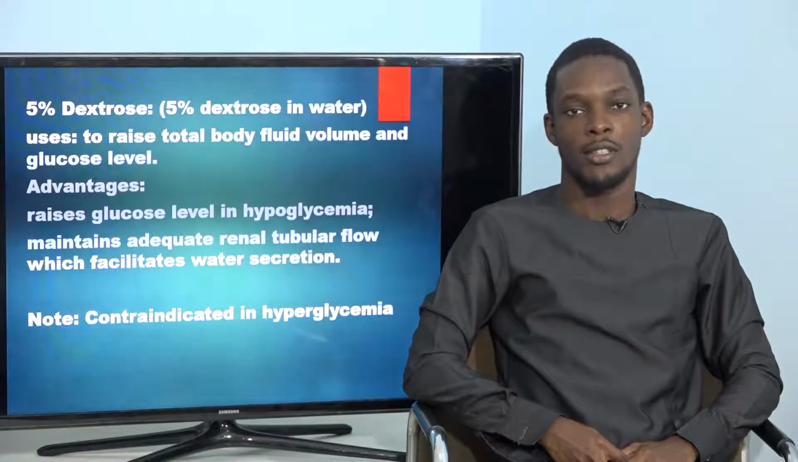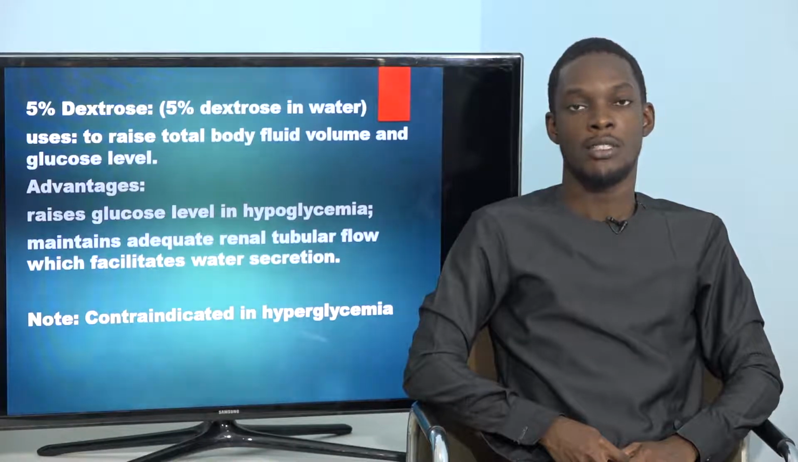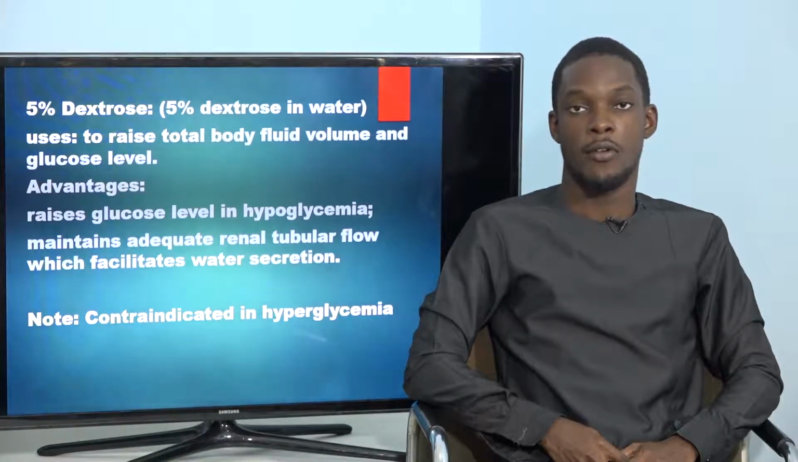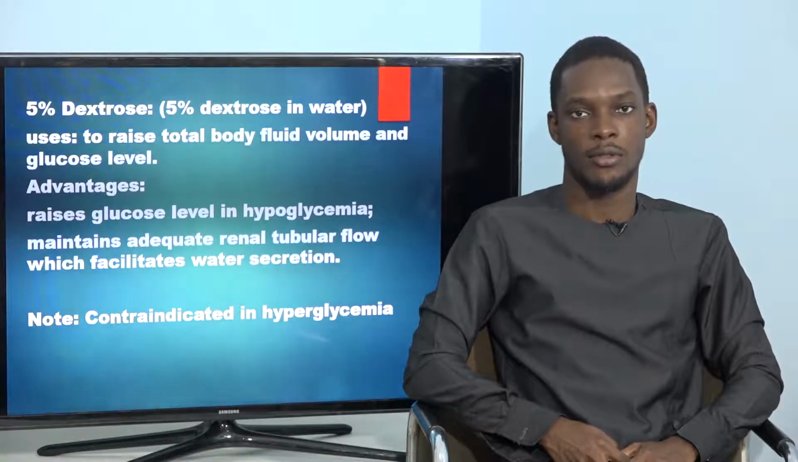5% dextrose. 5% dextrose is basically used to raise the body's plasma volume and to raise the amount of glucose within the bloodstream. It is used for hypoglycemic patients and to maintain renal tubular function, which facilitates water secretion. Hyperglycemia is a contraindication for 5% dextrose due to the high glucose level in the 5% dextrose.